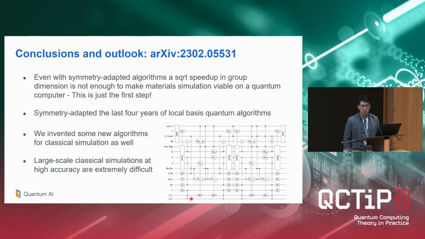Namely, we symmetry adapted this tensor hypercontraction, and we did a large number of classical calculations, again, to try to ascertain: is there a simulation advantage given what we know today and given the best classical algorithms?